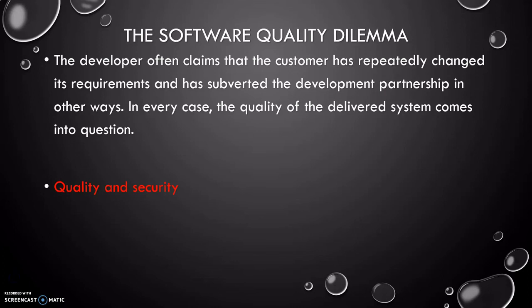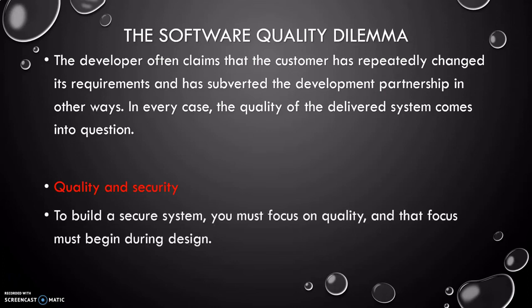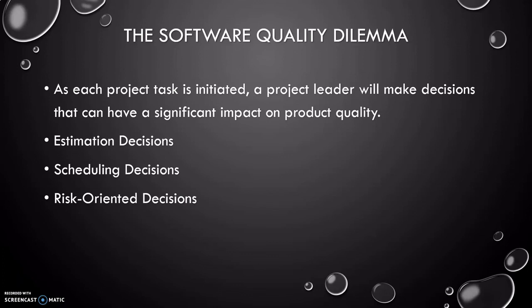And our next software quality dilemma is quality and security. To build a secure system, you must focus on quality, and that focus must begin during the design itself. As each project task is initiated, a project leader will make decisions that can have a significant impact on product quality. We can make estimation decisions, scheduling decisions, and risk-oriented decisions early so that we can avoid these dilemmas further. This is the impact of management action.